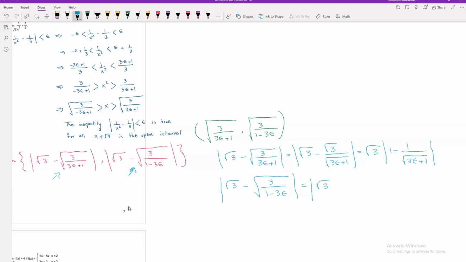So absolute value of square root of 3 minus square root of 3 divided by 1 minus 3 times epsilon, that is inside the square root. And now factor. We have square root of 3 times absolute value of 1 minus 1 over square root of 1 minus 3 times epsilon.